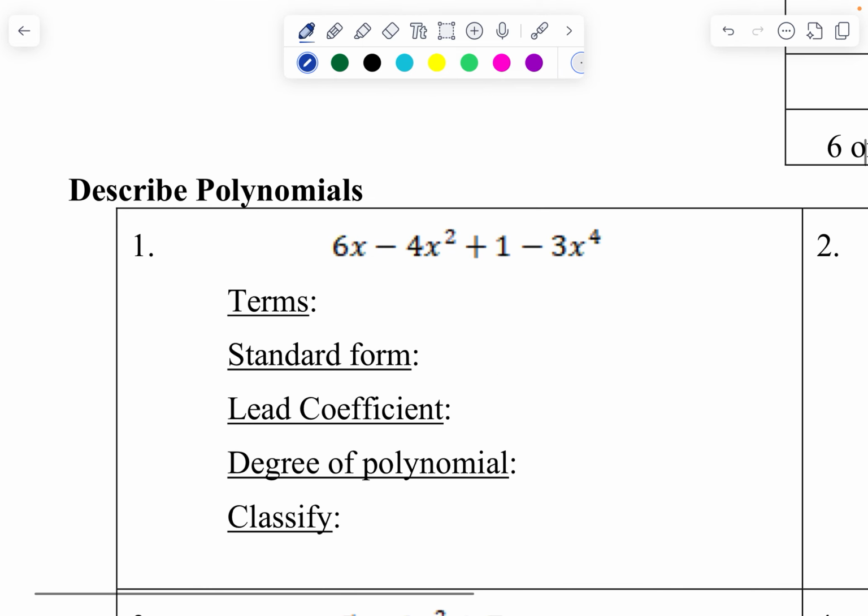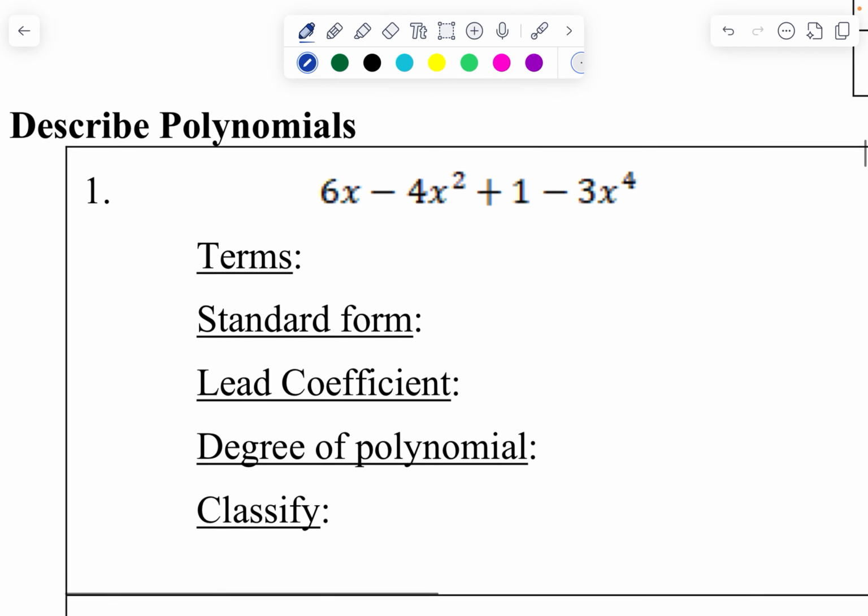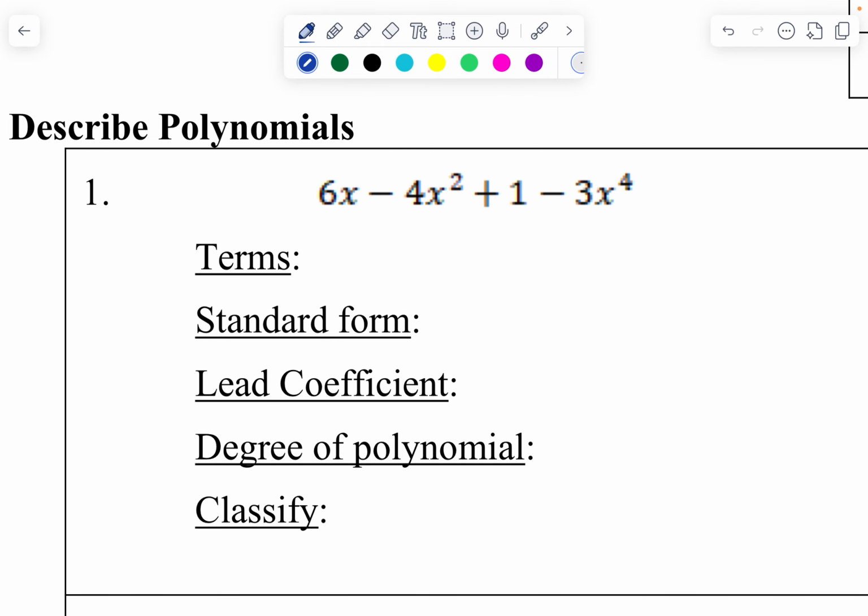All right, so we're going to go ahead and describe polynomials, taking a look at number 1. The number of terms. Remember, each term is separated by a subtraction or addition sign. There are 4 terms here. Here's 1, 2, 3, and 4.